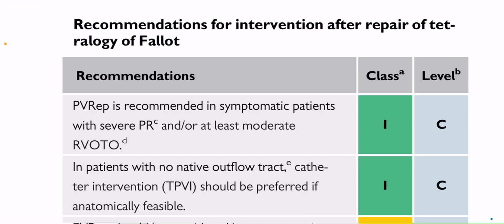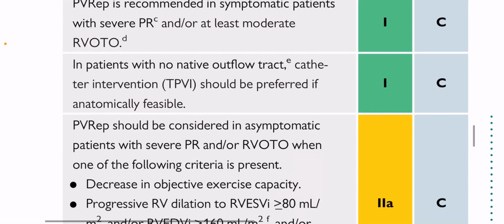In patients with no native outflow tract, catheter intervention TPVI should be preferred if anatomically feasible. Class 1 recommendation.